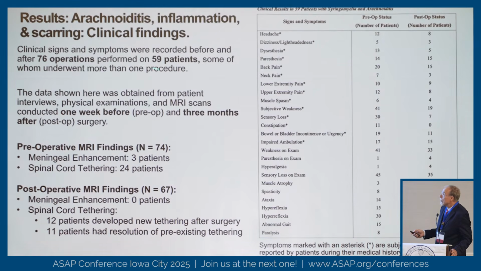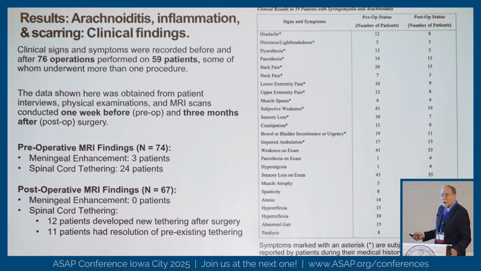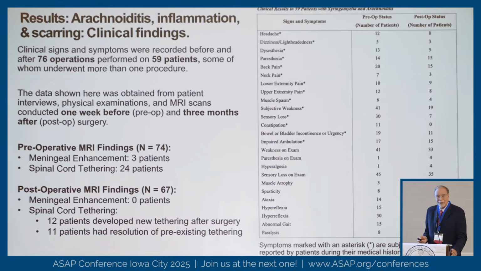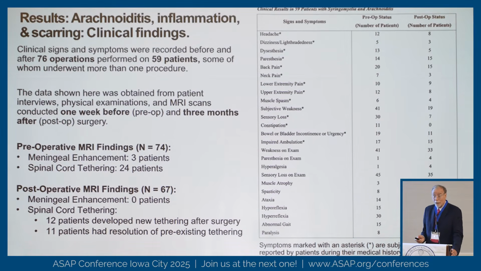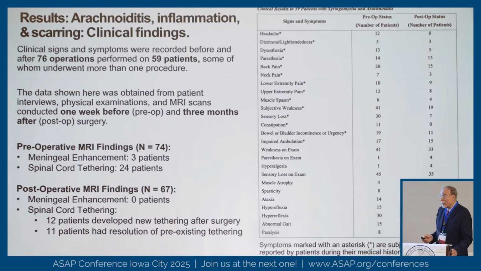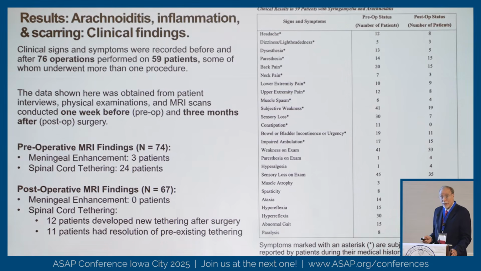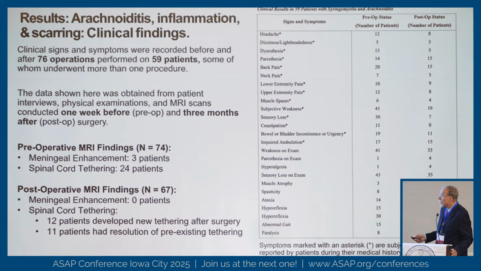So we had 59 patients, we did 76 operations. And you might say, Dr. Heiss, that's more operations than patients. Well, some people had more than one operation. So you think you can do better the next time around. And a lot of these people had operations before.